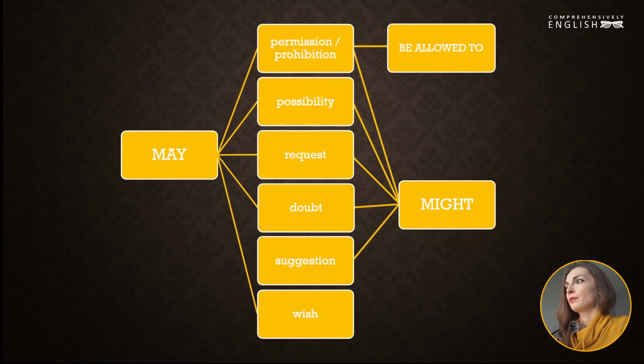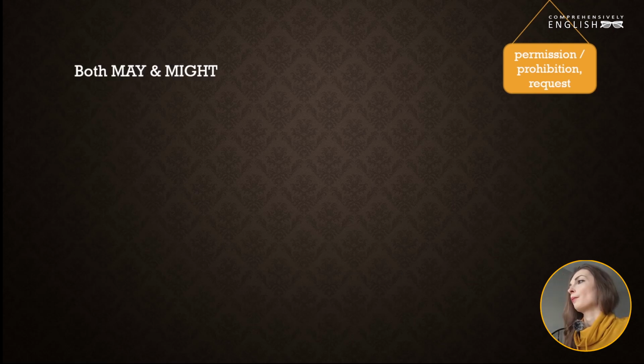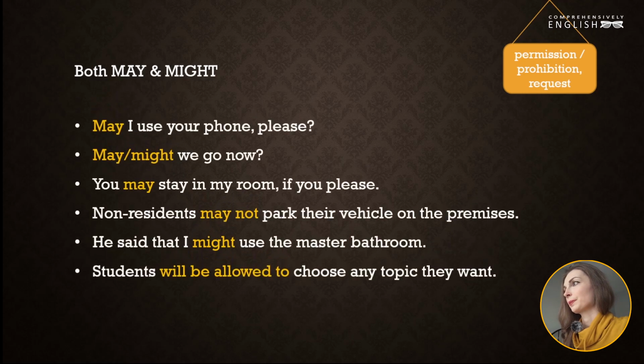Okay, once again, may and might have four meanings that they share: permission, prohibition, possibility, request, and doubt, and two more meanings that they do not share. May can express a wish, and might can express a suggestion. Let's start with the first one: permission, prohibition, request. We can ask for permission, that will be a request. Both may and might may be used to express this meaning. Yeah, may I use your phone, please?